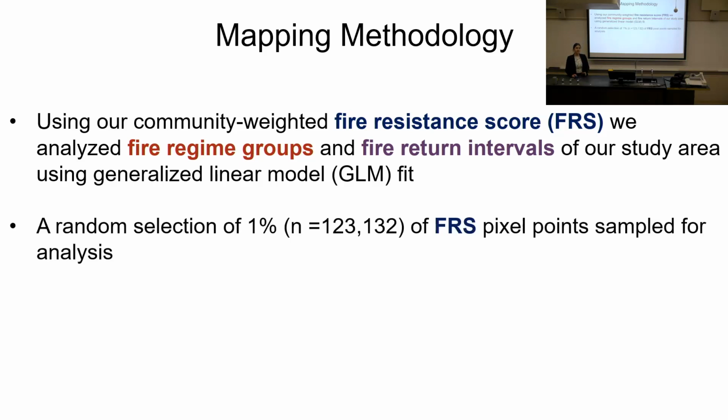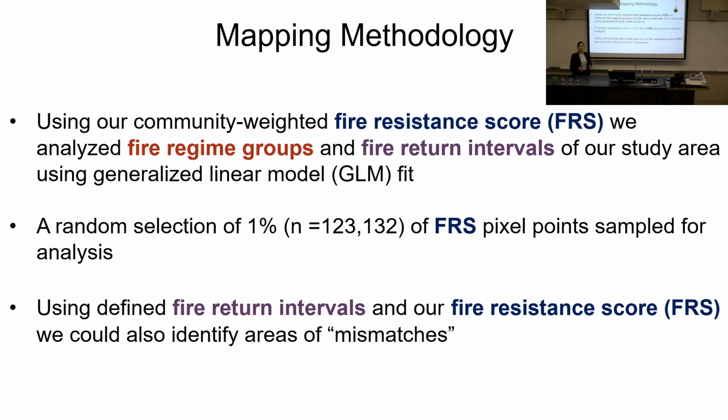Because we had a very large data set, even of that 1/3 study area of oaks to work with, we did end up using a random 1% selection of the fire resistance score pixel data points to sample for our analysis. And then we also wanted to determine where there were areas of fire return intervals and fire resistance scores that did not match up, or there were mismatches, in other words. And I'll explain that a little bit more in depth when I get to it.